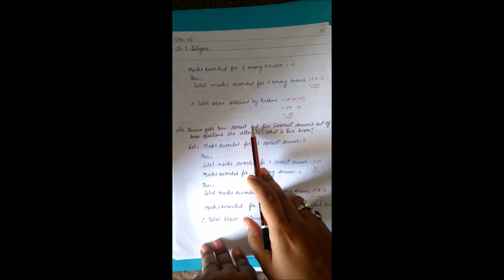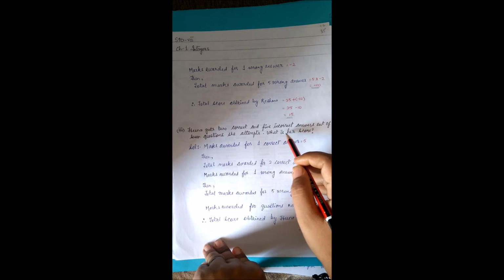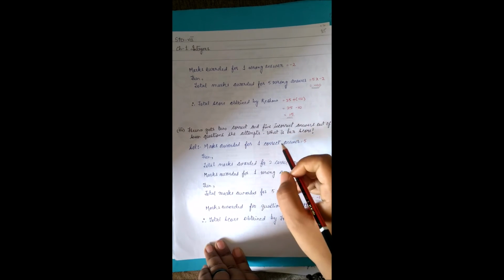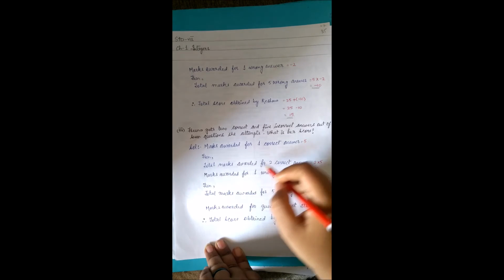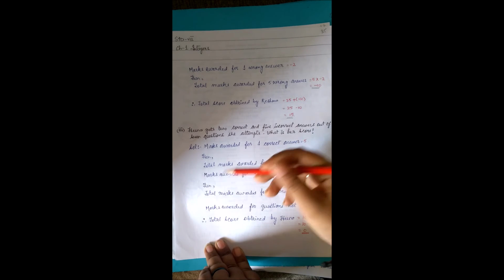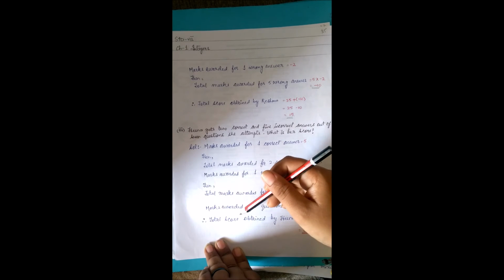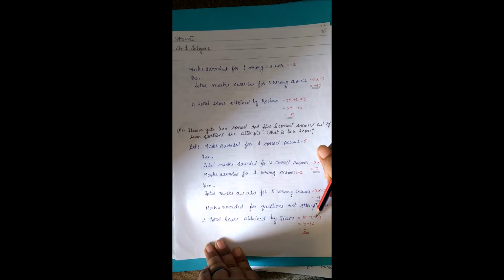Hina gets 2 correct and 5 incorrect answers out of 7 questions she attempts. What is her score? So marks awarded for 1 correct answer is 5. So she got 2 correct answers, that is 2 into 5 is 10. And marks awarded for 1 wrong answer is minus 2. And she got 5 wrong answers. So 5 into minus 2 is minus 10. Marks awarded for questions not attempted is 0. So total score obtained by Hina is 10 plus minus 10. So 10 minus 10 is 0.